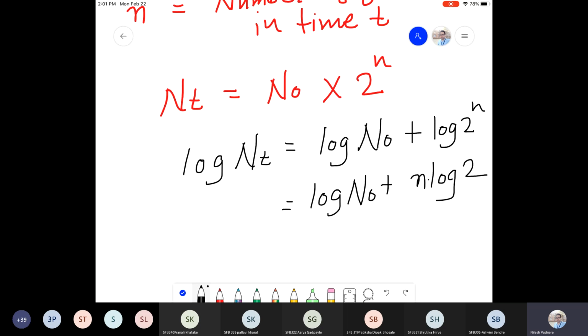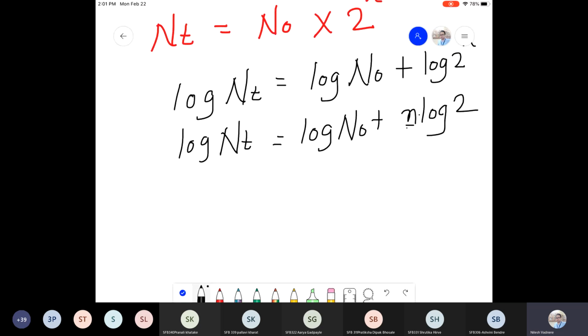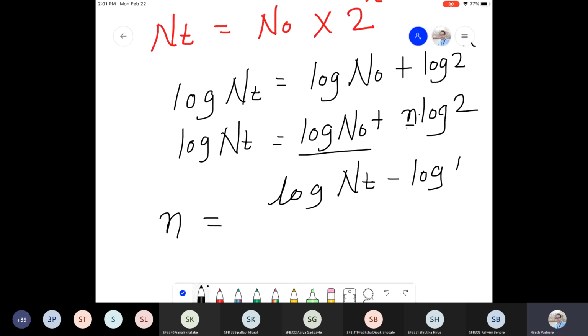Okay, and now we can solve this equation for getting the n. n is the number of generations. We are interested in this. So how we can solve it? So n is equal to log of Nt. अब ये जो प्लस है यहाँ पर, तो इस साइड में आएगा तो वो माइनस हो जाएगा, minus log of N0, और ये जो log 2 यहाँ पर मल्टीप्लीकेशन कर रहा था वो इधर आएगा तो डिवीजन करेगा, divided by log of 2.